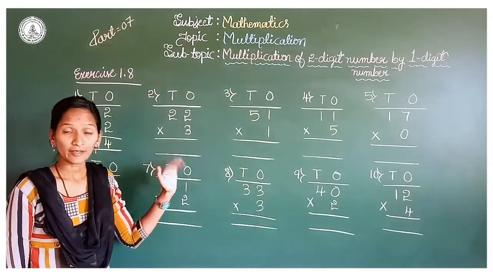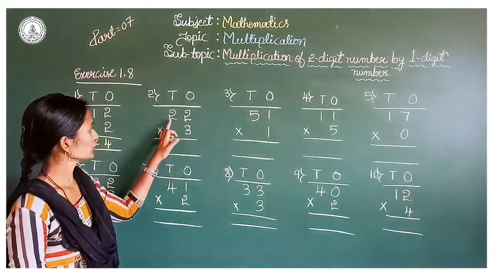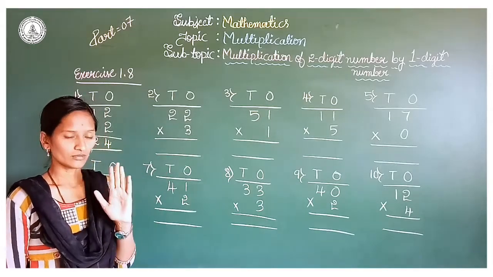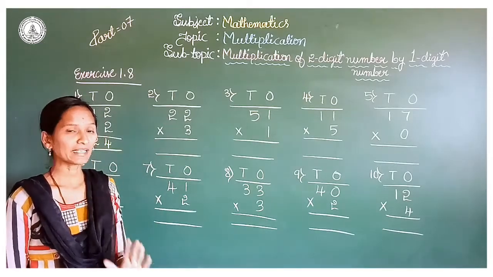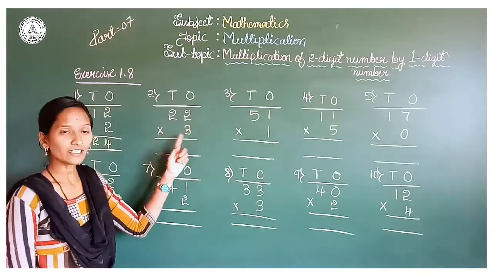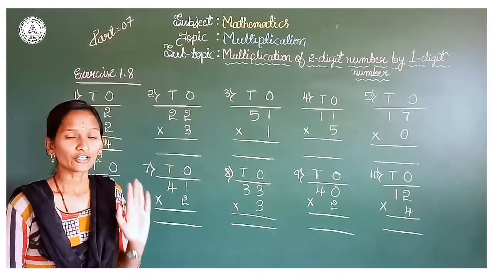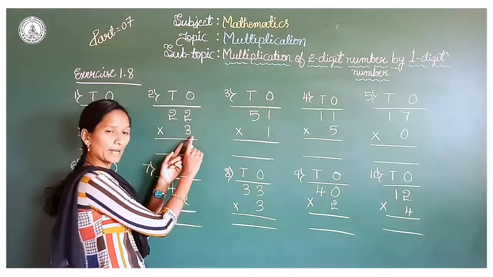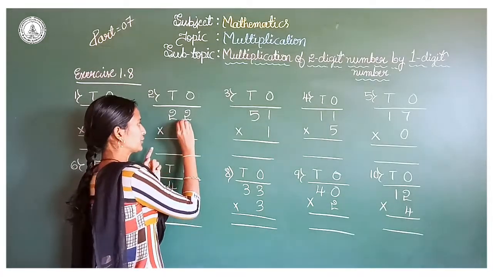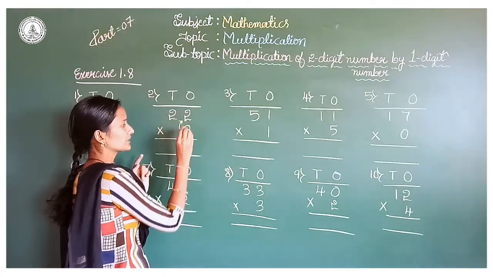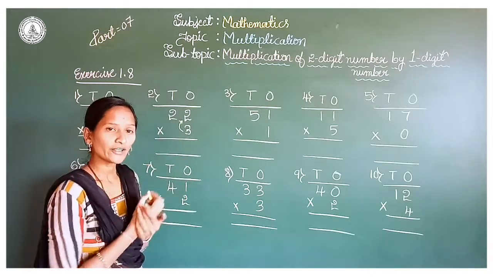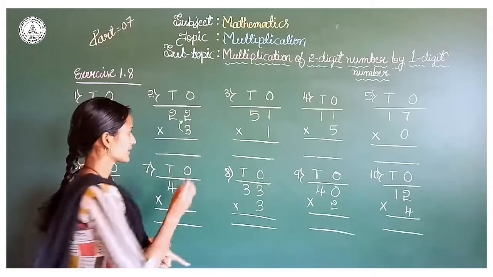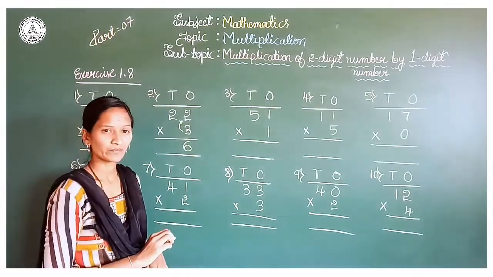Now I am moving to the second problem, that is 22 into 3. In this problem, the multiplicand is 22 and 3 is the multiplier. Right? So the first step is to multiply the ones with the multiplier. So 3 into 2. 3 2s are what? In the table of 3, 3 1s are 3, 3 2s are 6. So I am writing 6 here.